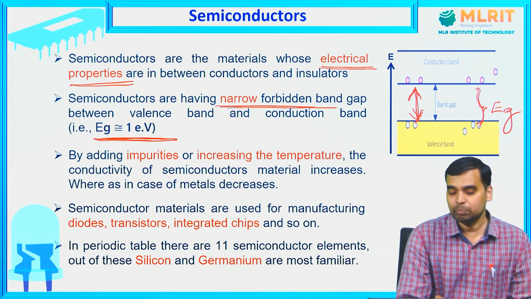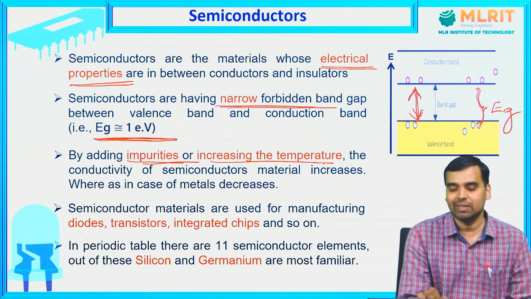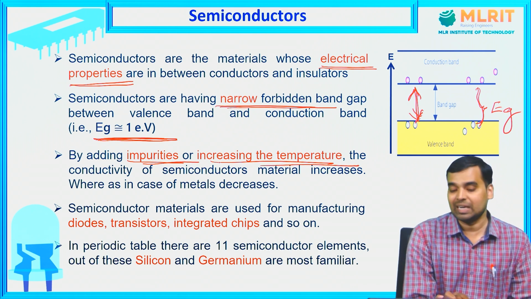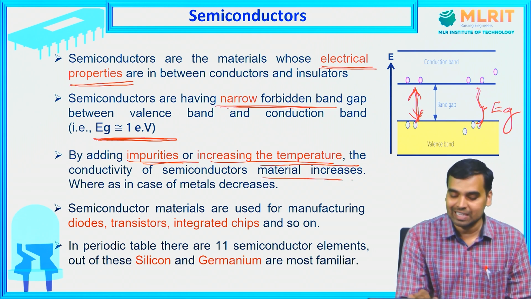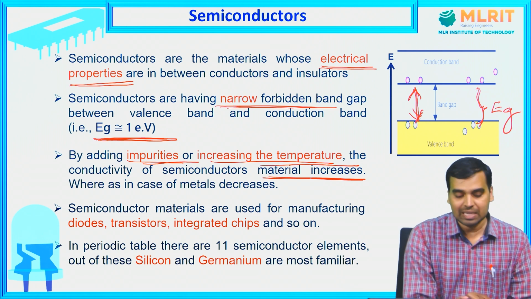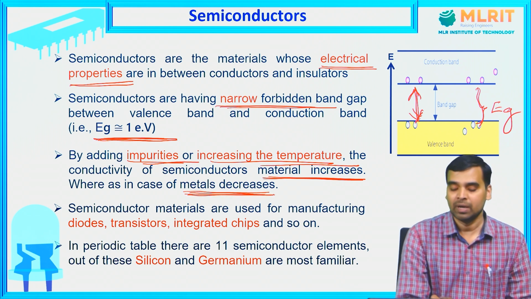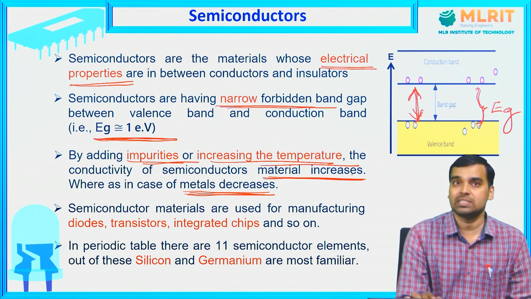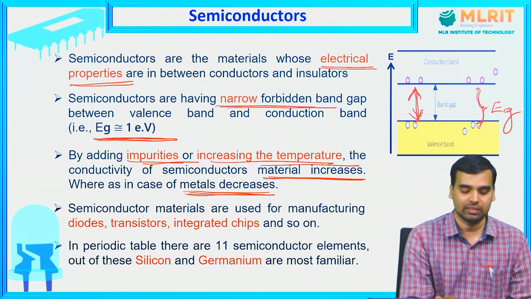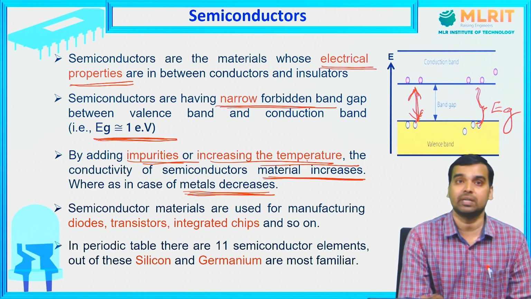Now, a very important and interesting concept: by adding impurities or by increasing temperature, the conductivity of semiconductor materials increases. This is a negative temperature coefficient, whereas in the case of metals, conductivity decreases. I hope you can understand. Because of this property, semiconductor materials are widely used in different electronic devices. That is, by adding impurities or by increasing temperature, the conductivity of semiconductors increases.